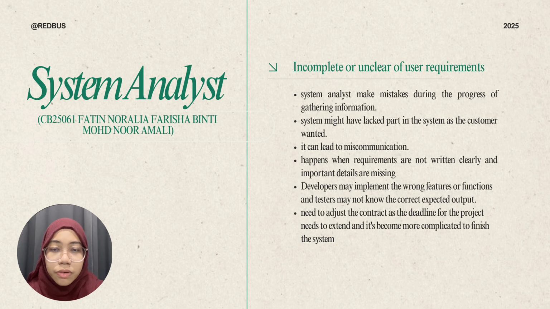The developer may implement the wrong feature or function, and the tester may not know the correct expected output, and also the team needs to redo the work again. Furthermore, this will cause delay and a lot of time is needed to finish it. Hence, not only was the work not complete as the customer wanted, it needs a lot longer than the agreement, which leads to the failure to fulfill the requirement given by the user.